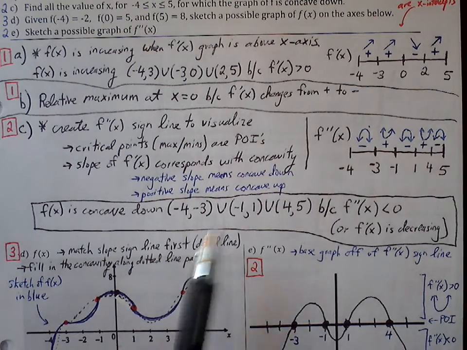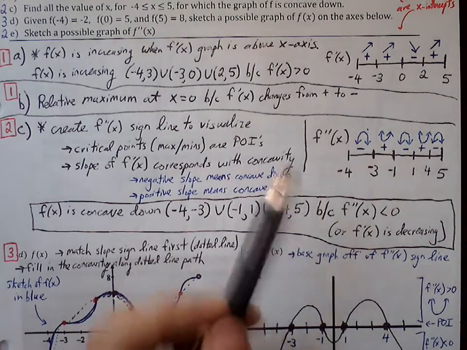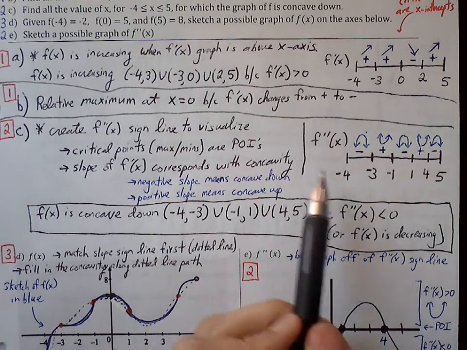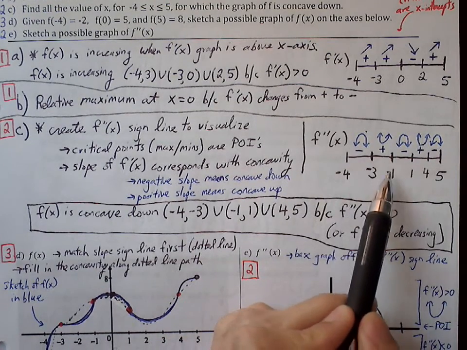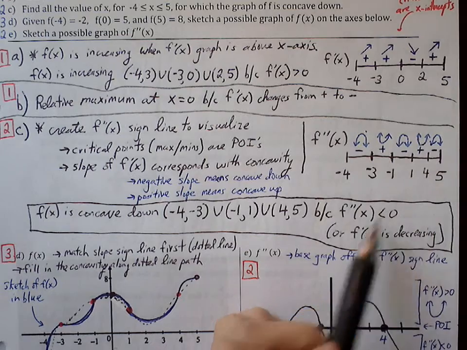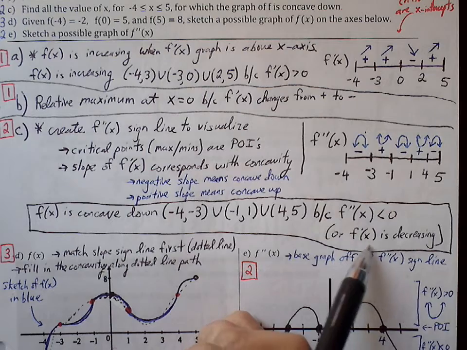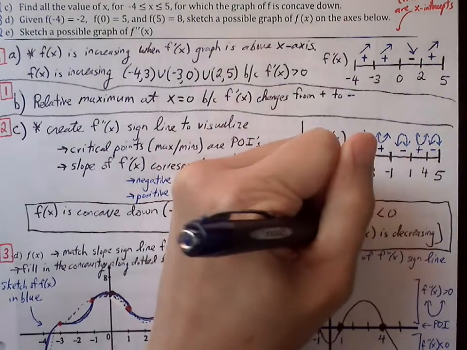So based off of the second derivative sign line, we can say our original function has concave down behavior from -4 to -3, from -1 to 1, and then from 4 to 5 because f double prime is less than 0, or you can say f prime is decreasing. That is also fine.